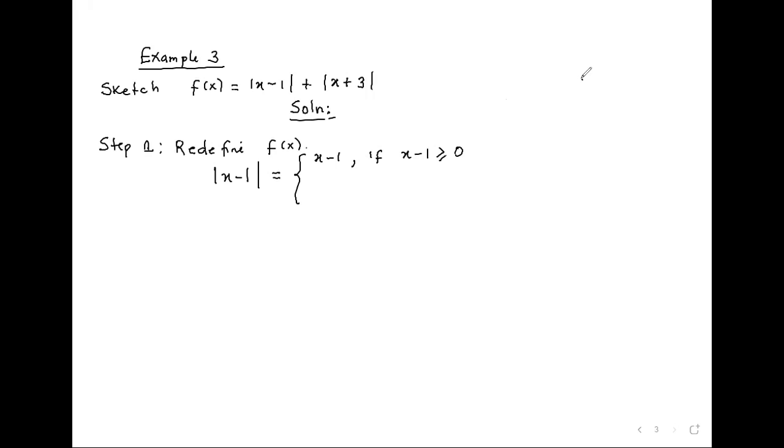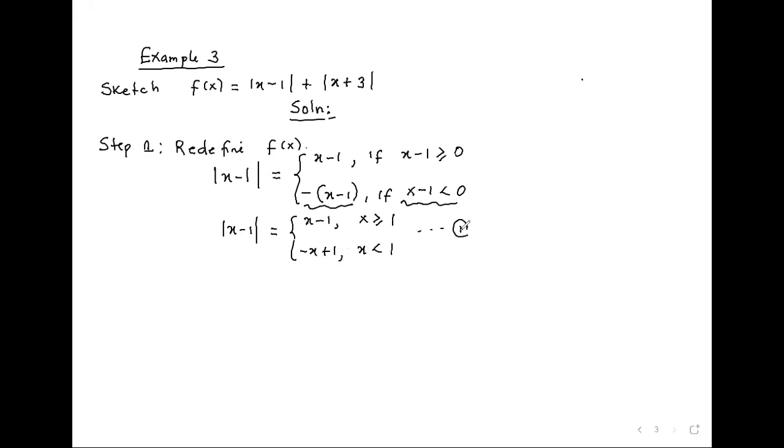This same x minus 1 is equal to negative x minus 1 if x minus 1 is less than 0. This means that the modulus of x minus 1 is actually x minus 1 if x is greater or equal to positive 1. It is negative x plus 1 if x is less than 1. Please note that the negative does not reach this part. The negative ends here. Okay, so we call this the first one.